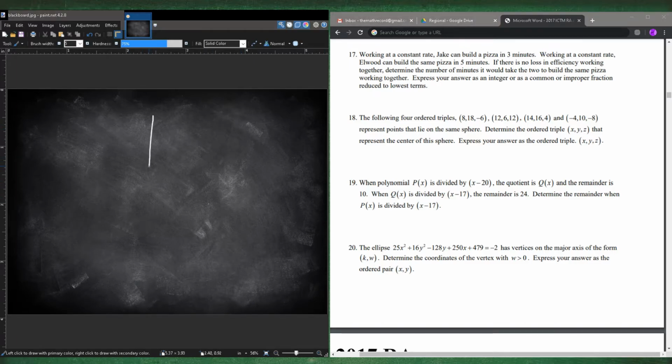So basically how it looks is like we have 4 points. I'm just trying to draw our axes. This is the x-axis, this is the y-axis, and this is the z-axis. So we have something here, go to the back. That's (8, 18, -6). Then (12, 6, 12), somewhere around here. We have (14, 16, 4), somewhere around here-ish. And then we have (-4, 10, -8). Since the points are right here, I'm assuming the center is somewhere around here. Actually, let's put it somewhere around here so you don't think it's on the axes.